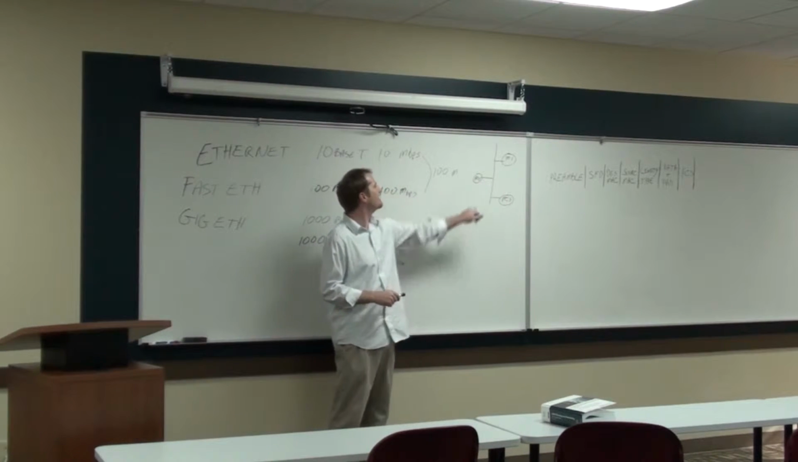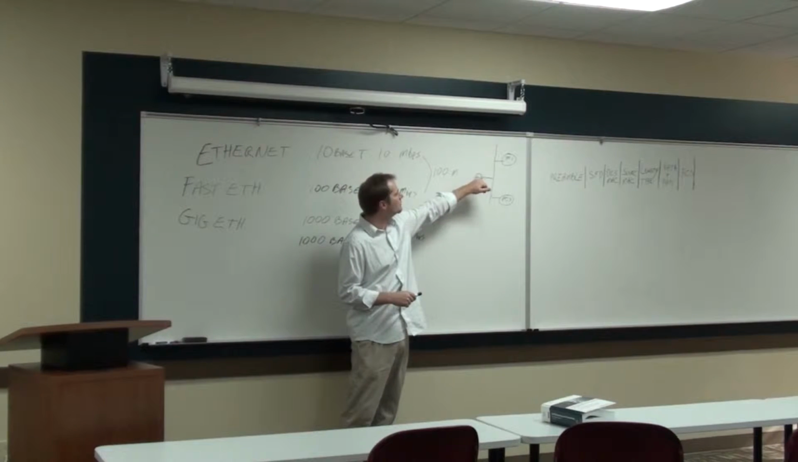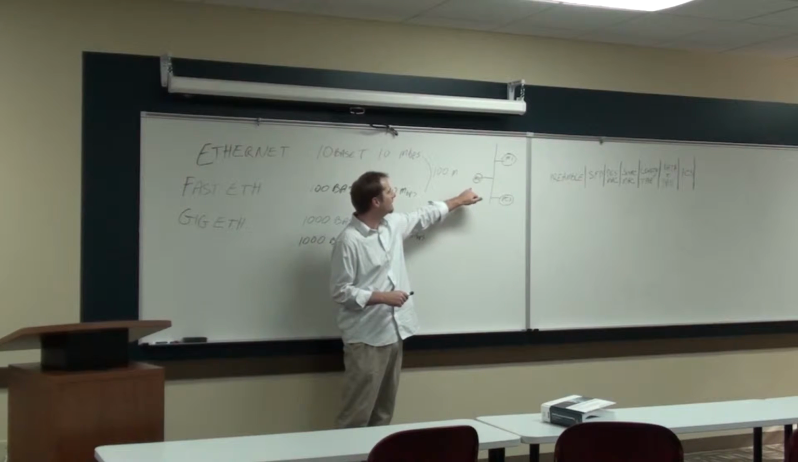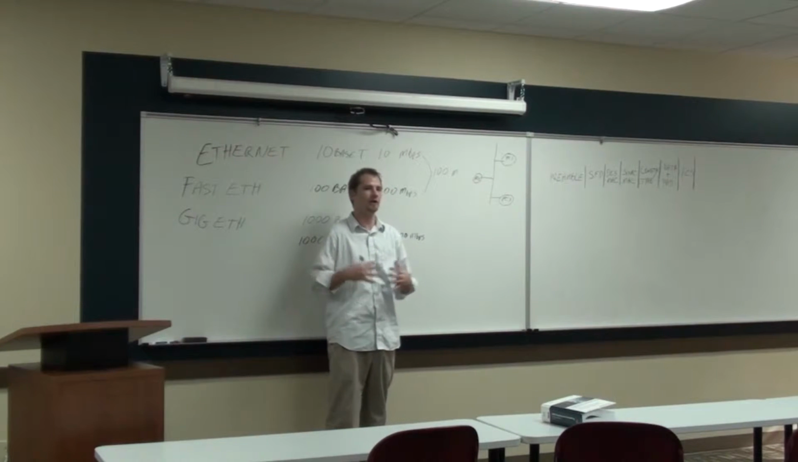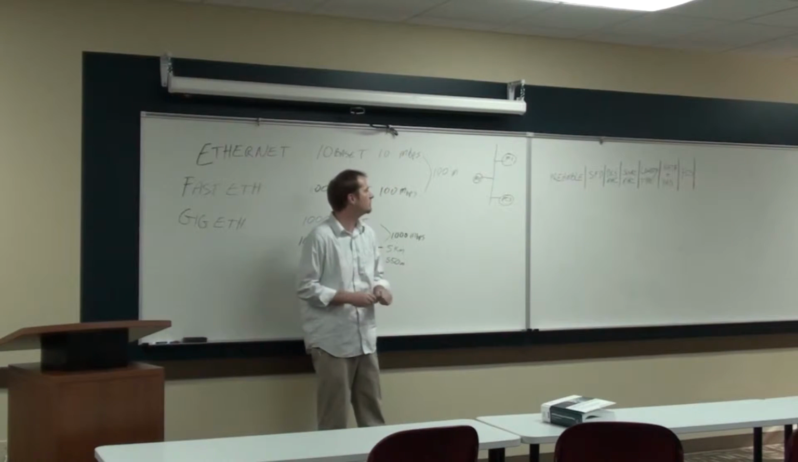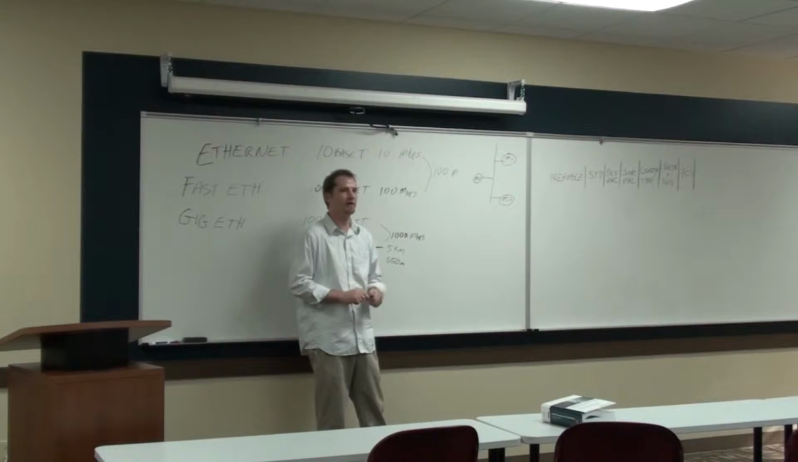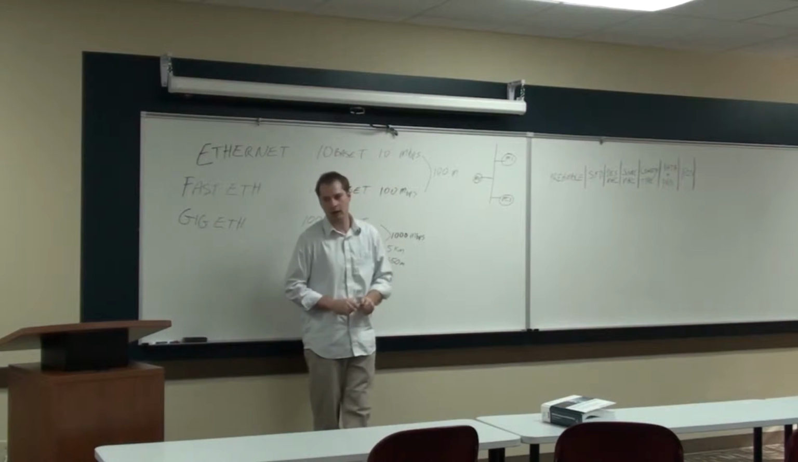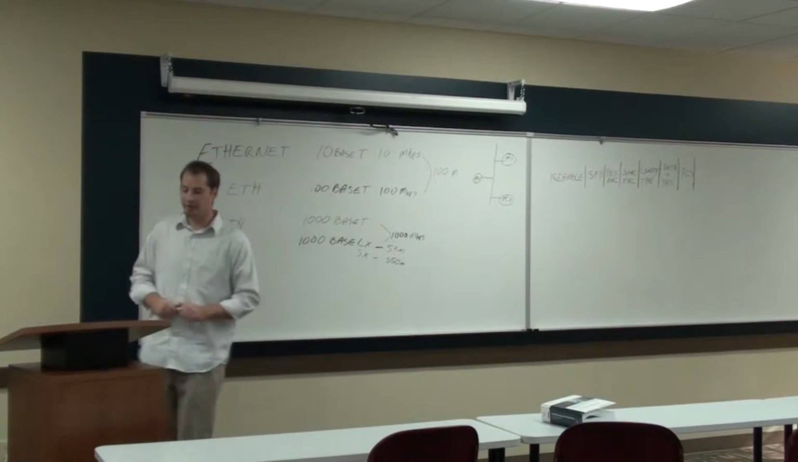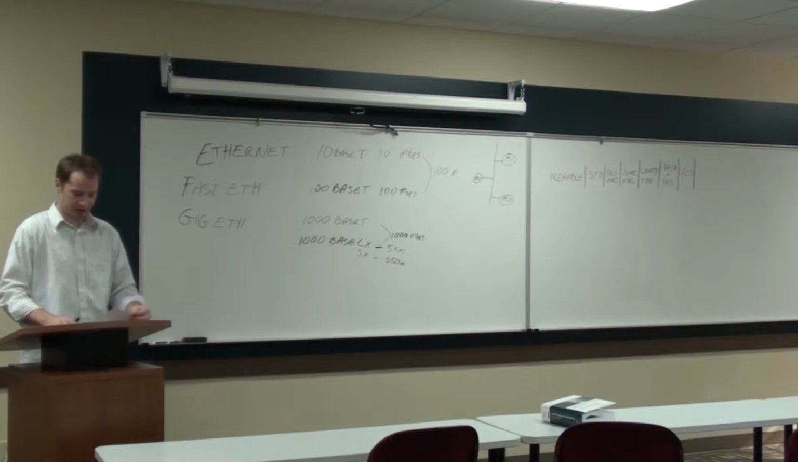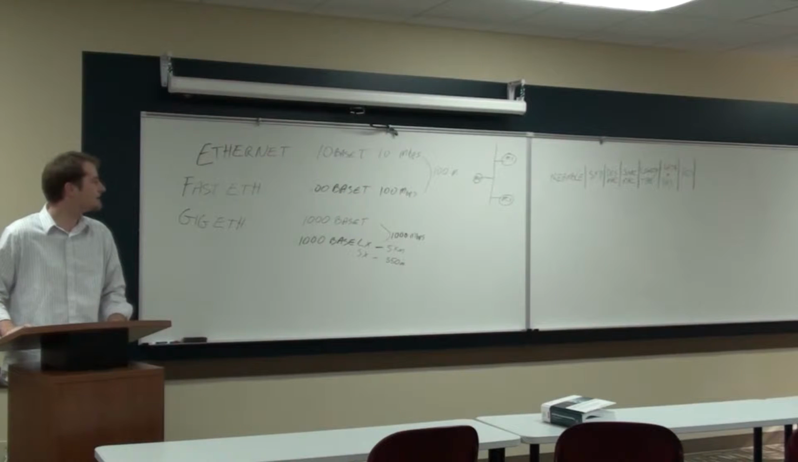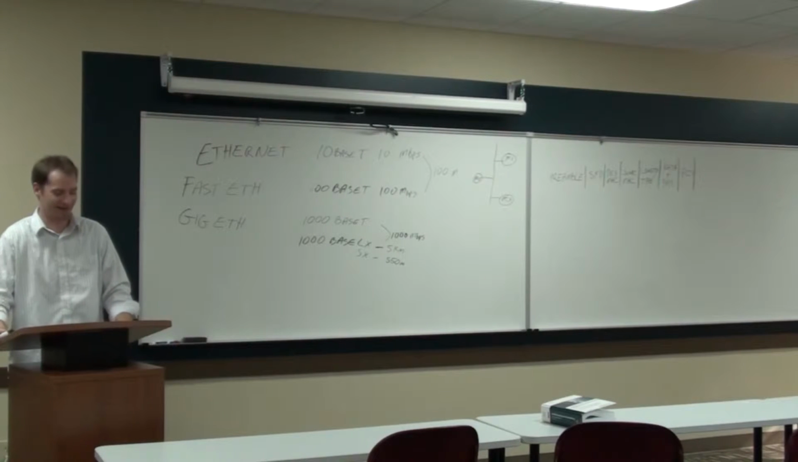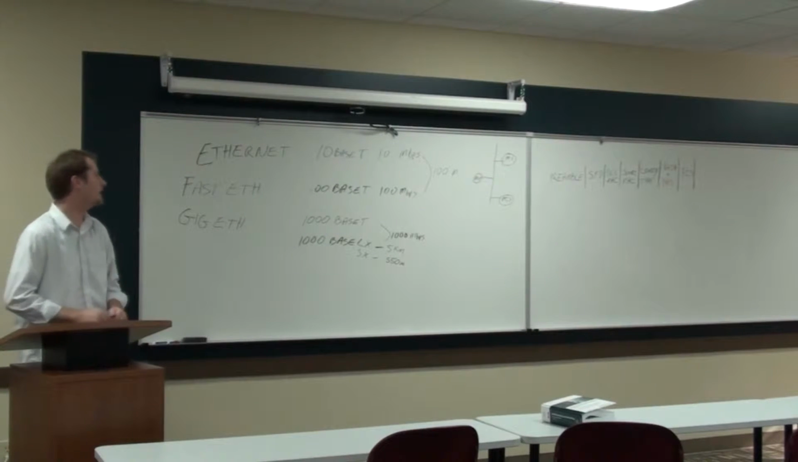So if PC2 went to send a frame to PC1, and PC1 was trying to send a data packet to PC2 at the same time, there would be a collision. So hubs were invented to lower the chances of getting a collision, but it didn't prevent it. To prevent collisions, they came up with something called carrier sense multiple access with collision detection, and it's a way to recover from errors.